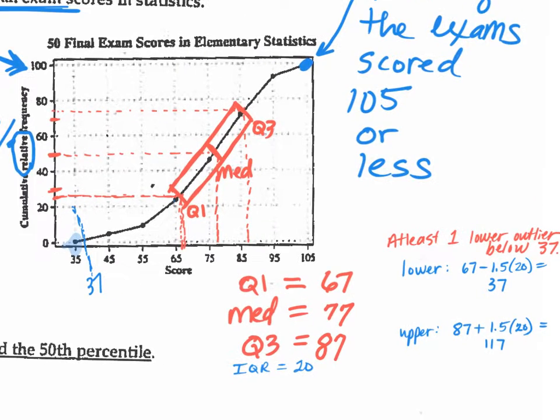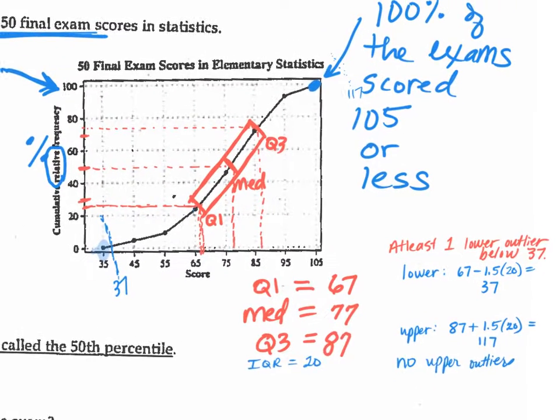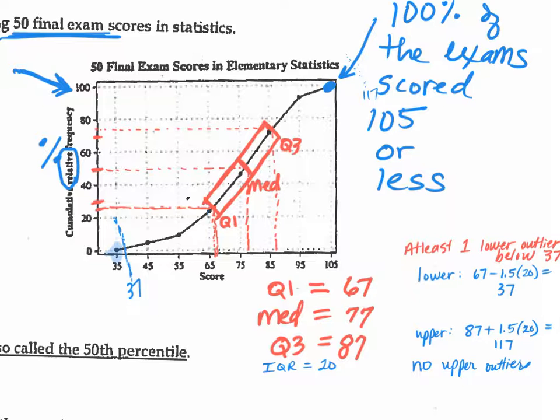Okay, good. Let's put the upper fence on there at 117. Okay, so if my upper fence is at 117, what do you have to say about outliers? No upper outliers because my maximum is 105. So I have no upper outliers. Cool. All right, so let's finish drawing our box plot here.